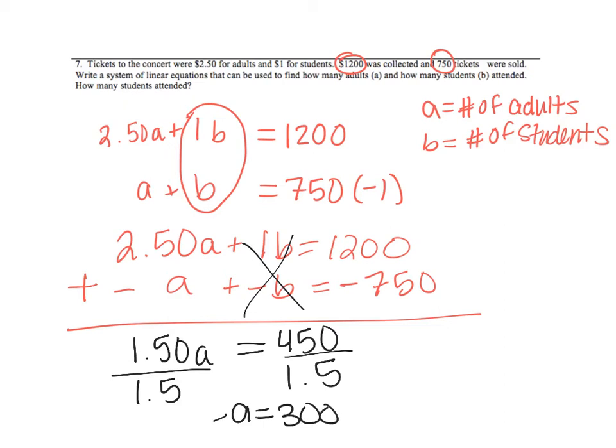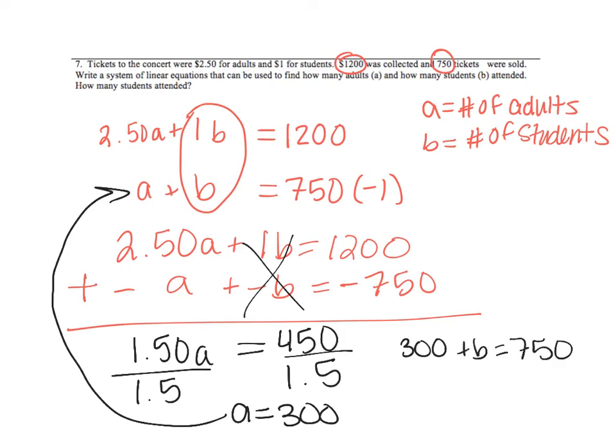Then I'm going to plug this into my second equation because that's the easiest, and it'll be 300 plus B equals 750. I'll minus 300 from both sides to get B equal to 450. And you can check this as well in the first equation by just typing it into your calculator.